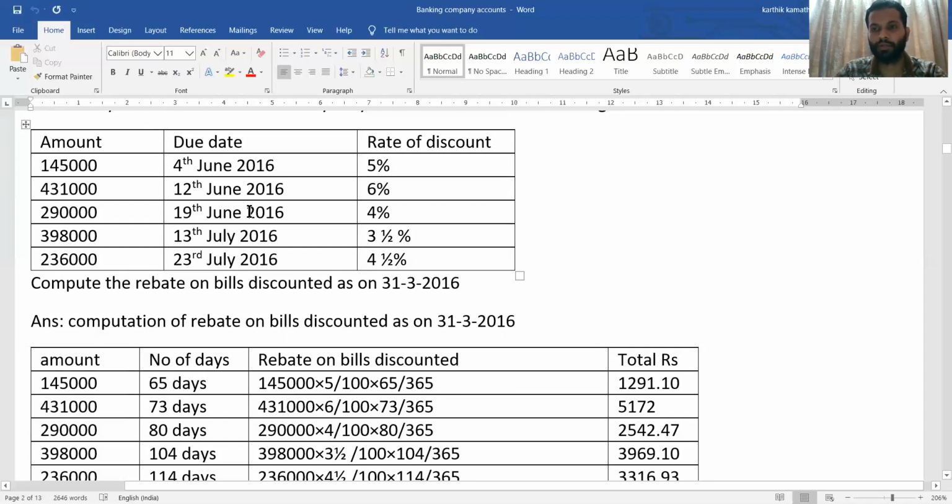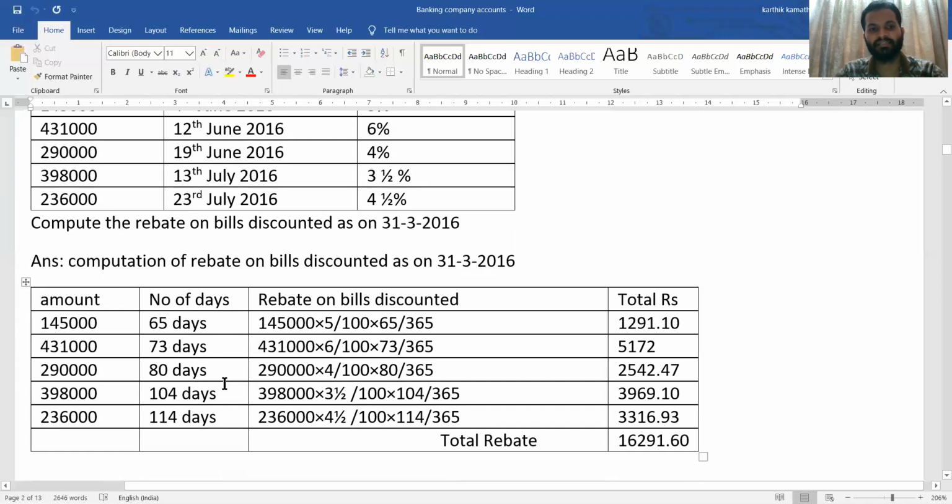Similarly, you need to calculate for all the other bills, like 4,31,000, now 12th June. How are you going to calculate 12th June? 30 April, 31 May, and 12 in June. So 30 plus 31, 61, 61 plus 12, that is 73 days. All other information, you will get 5,172. Similarly, 2,90,000, 80 days, that is 19 June, that is 30 plus 31 plus 19, you will get 80.